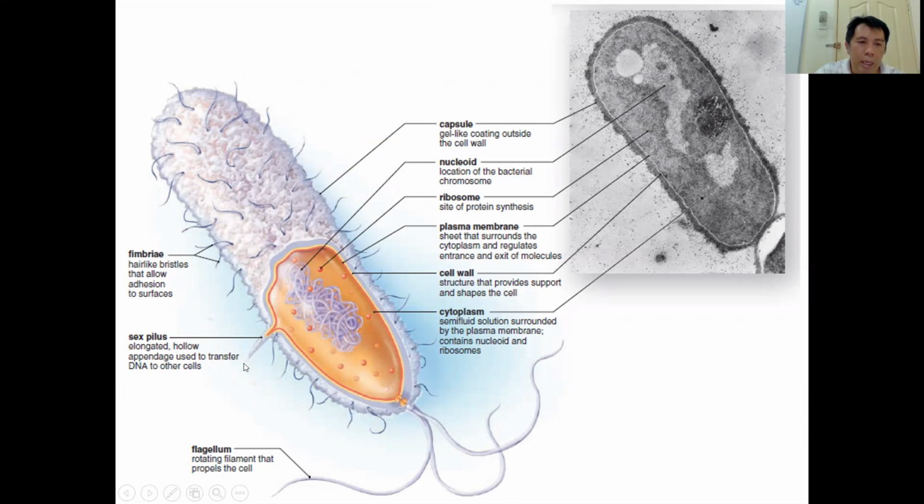Okay, and then the pili here, the sex pili, are elongated hollow appendages used to transfer DNA to other cells. So this one is for the bacterial cells which carry out sexual reproduction, in which DNA, especially the plasmid, can be transferred or exchanged. This fimbria is the hair-like bristle that allows adhesion to a surface. They attach or adhere to the surface or to other cells. And the flagellum is for movement.